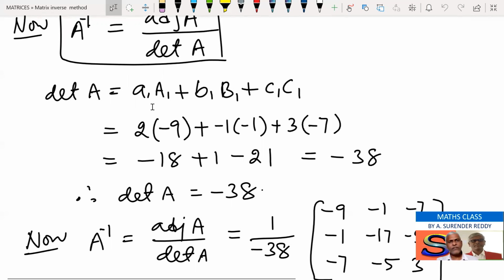You take any three elements of any row or any column, multiply them with their cofactors and take the sum. That is the determinant. So we are taking the first row elements and multiplying them with their cofactors and taking the sum. So first row elements 2, minus 1, 3. So 2 cofactor minus 9, minus 1 cofactor minus 1, 3 cofactor minus 7.